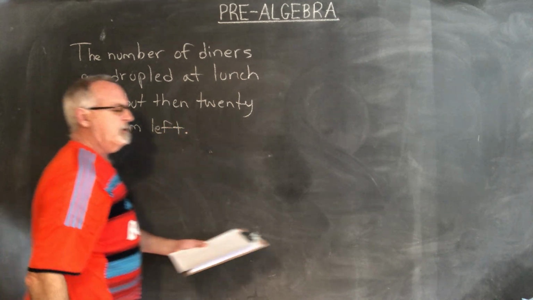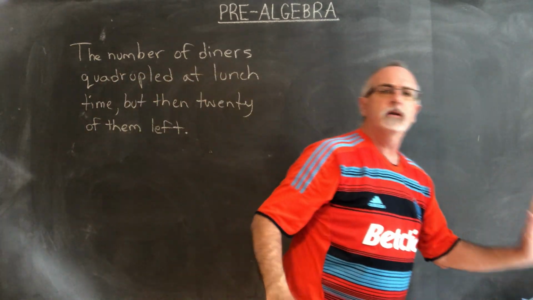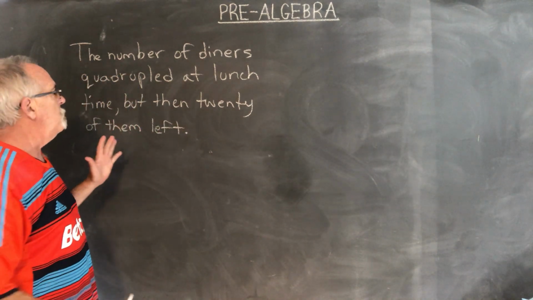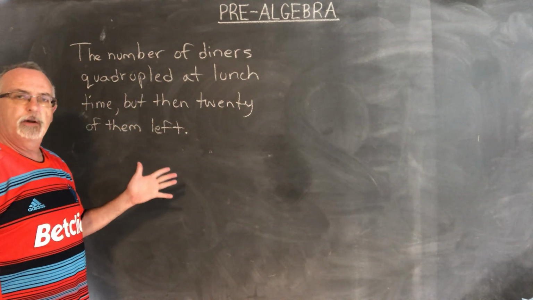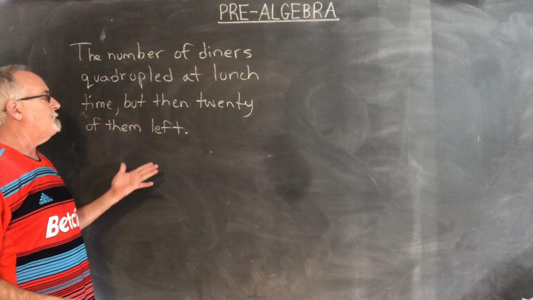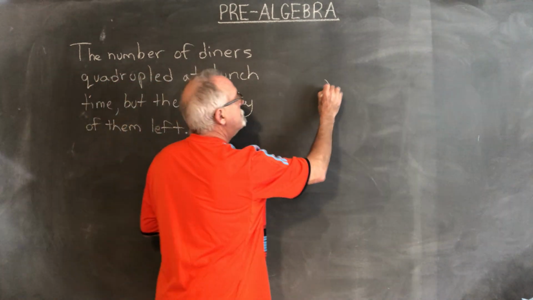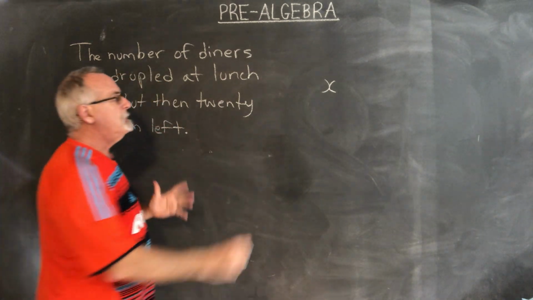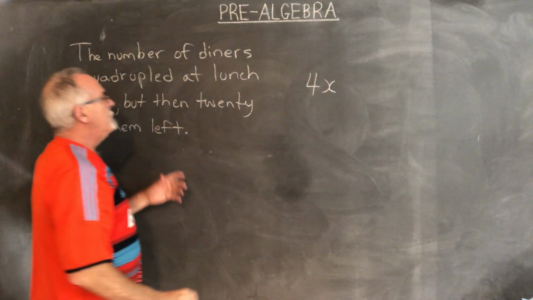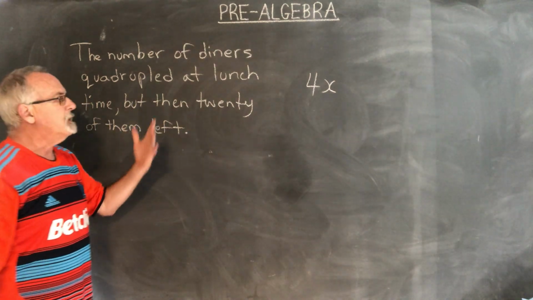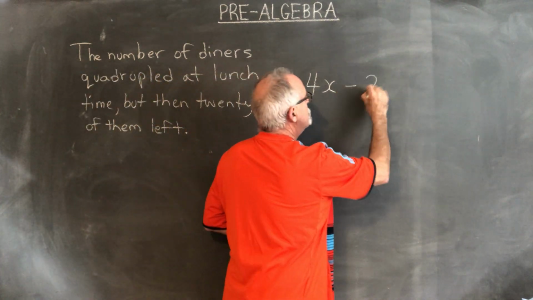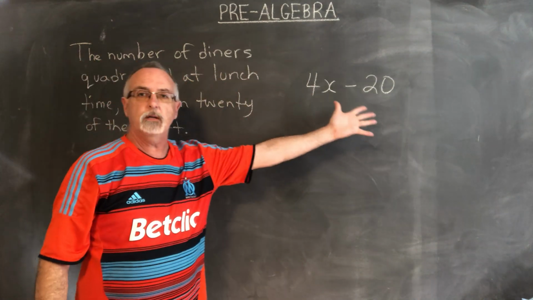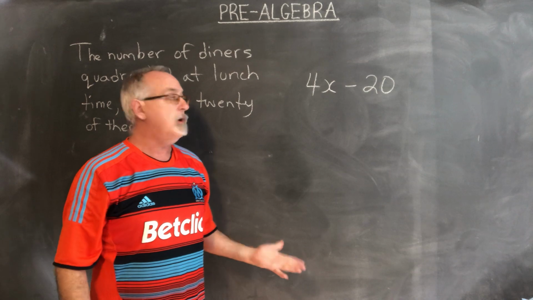So there's a lot here. We had a certain number of diners in the restaurant, but then it became lunchtime and suddenly it quadrupled. So let's say that the number of diners we had before lunchtime was x. But then it quadrupled, so that means I'm multiplying it by 4. But then after a while, 20 of them left. Okay. So the number of diners I have at the end of all of this would be 4x minus 20, if the number I had before lunchtime was x.